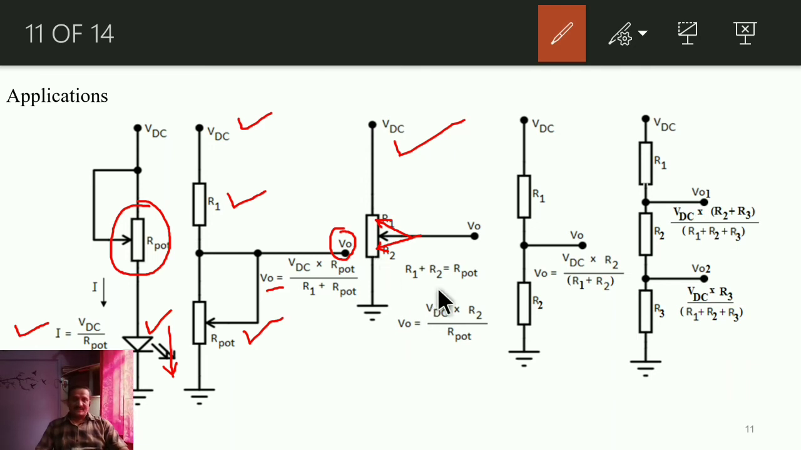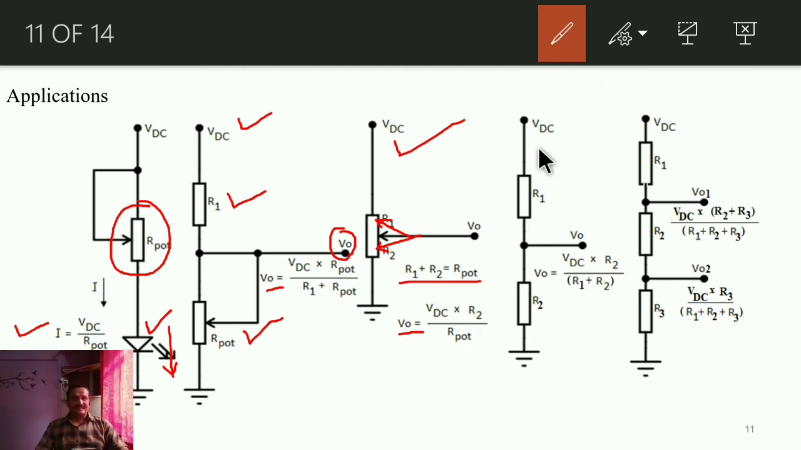So here it is written R1 plus R2, it is nothing but the total resistance of that potentiometer. So according to that we can obtain the output voltage again by using the voltage divider rule, that is VO equals VDC into the lower resistance, because we are taking the output voltage across that resistance with respect to ground. We are measuring that VO like this over here. That's why the multiplier should be R2 divided by total resistance, that is R pot.